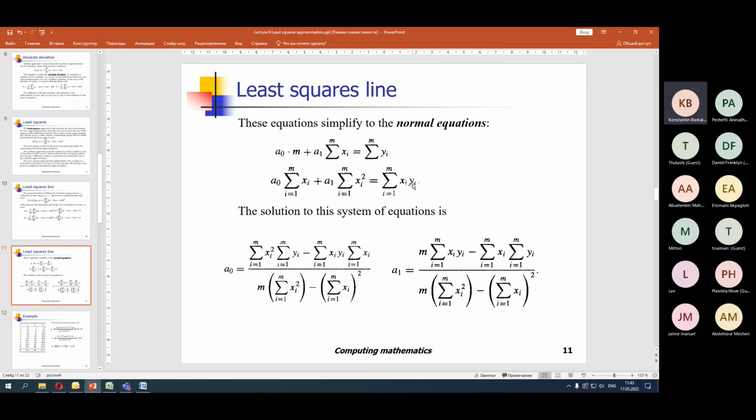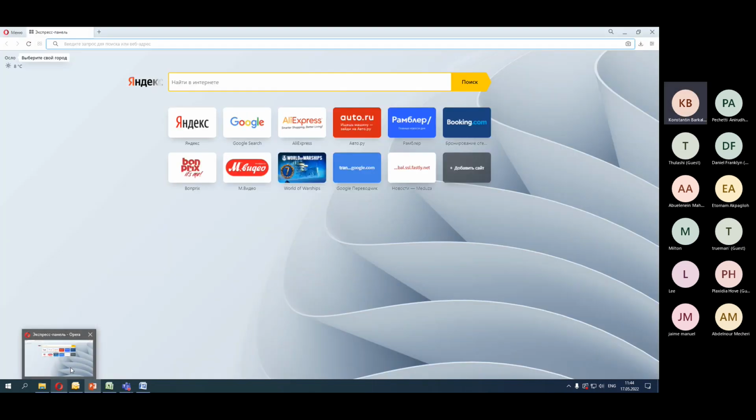In this particular case, this system is very simple. Just two equations with two unknowns. And we can apply here the Gauss method to solve these equations, the Gauss elimination method, or we can apply the so-called Cramer rule to solve this equation, any method that you want.